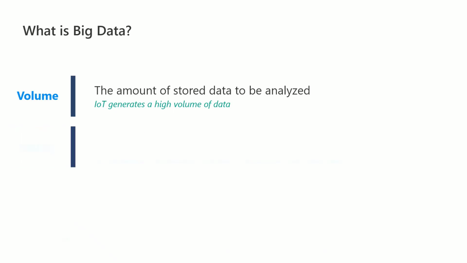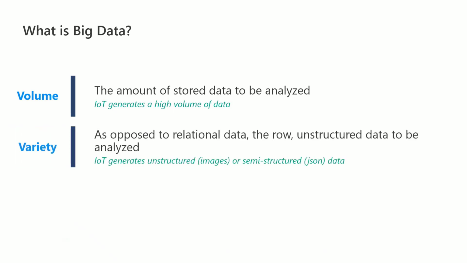Then, variety. It is the changing and unstructured nature of the data to be analyzed. As opposed to relational data, where all the data is well organized in table format, big data systems can analyze semi-structured data like JSON documents or unstructured data like image and video files. The wide range of IoT devices existing can produce an equally wide range of data.